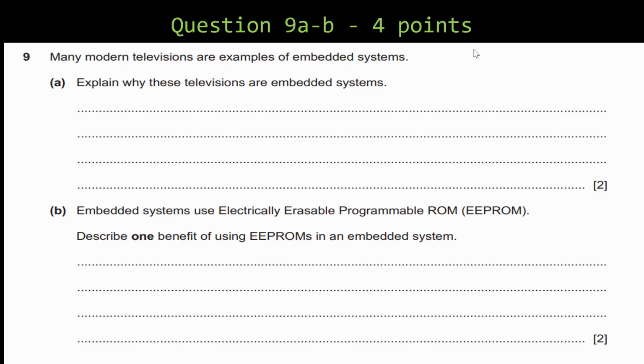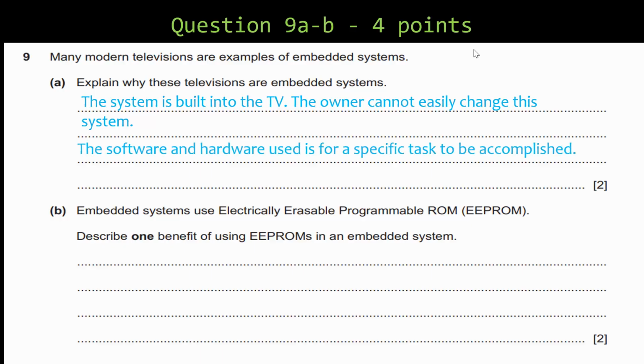Let's move on to number 9, and let's wrap it up. These are the last questions on the exam. Many modern televisions are examples of embedded systems. Explain why these televisions are embedded systems. Because whatever device they're talking about, that system is built into the TV. It's not something that you have to attach to the TV. Now, the owner cannot open it up and easily change out this system. The software and hardware, whatever it's being used for, is used to accomplish whatever task that may be.